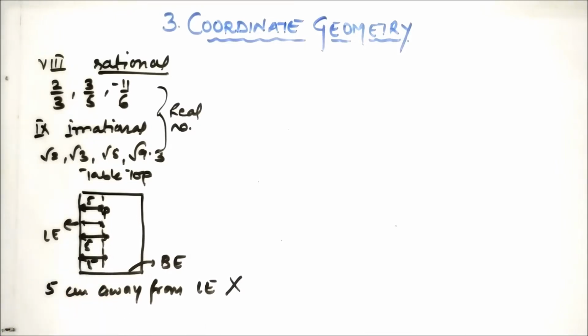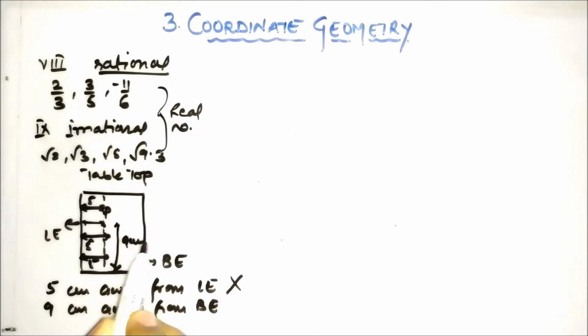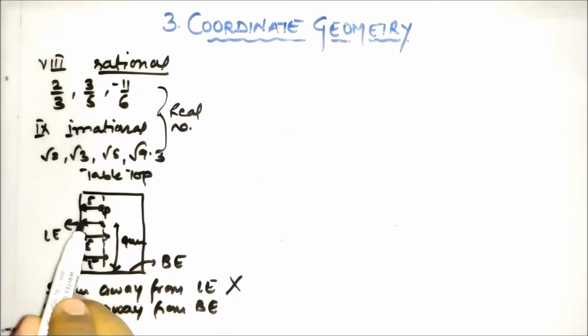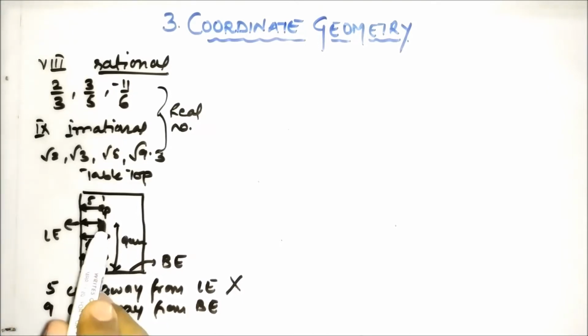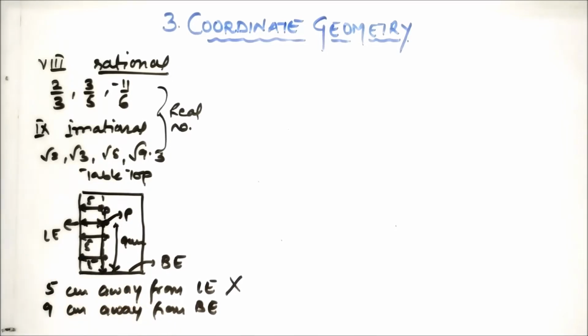this point P. If I add one more piece of information, suppose it is 9 centimeter away from the bottom edge. If I add this information, it is 9 centimeter away from the bottom edge, then you will see from this bottom edge, it should be 9 centimeter away. Then a point which is 5 centimeter away from here and 9 centimeter away from this bottom edge, this point will be considered as point P. Okay, so these two are the necessary information that is required to mark a point on this tabletop.